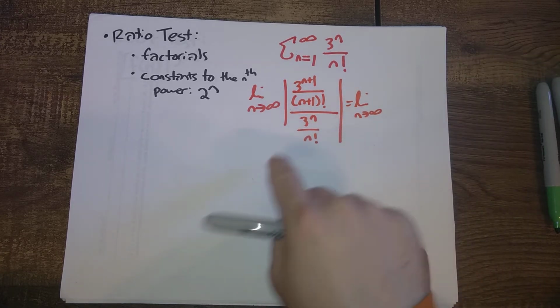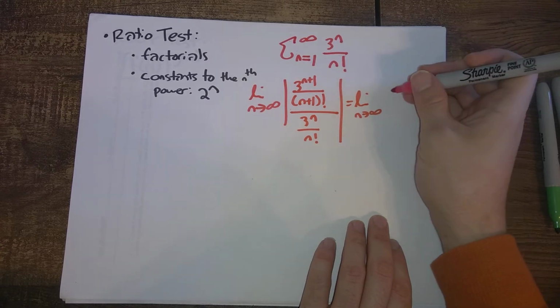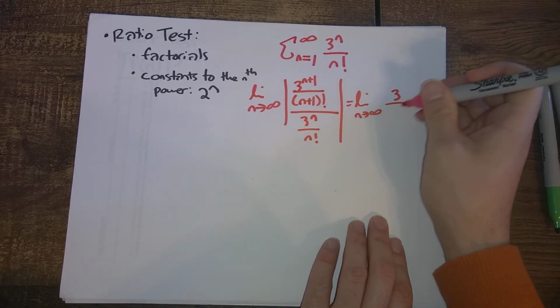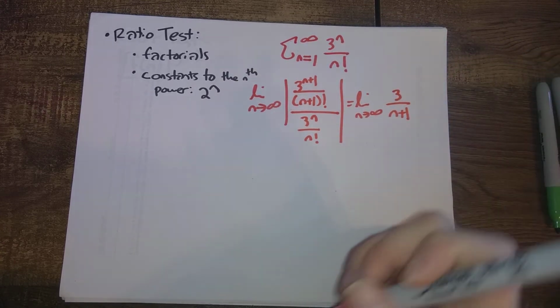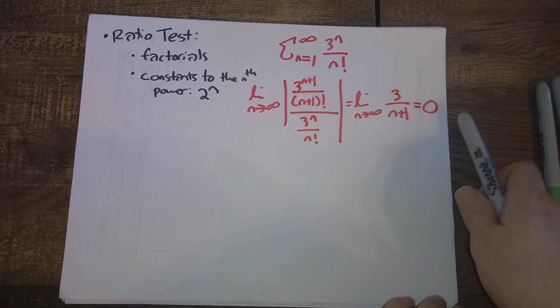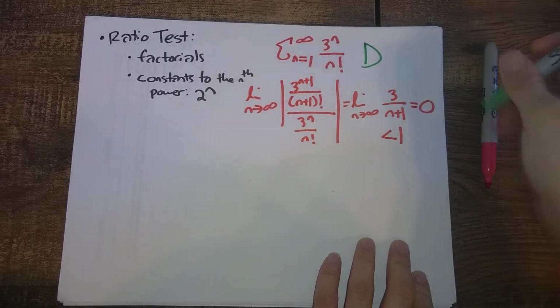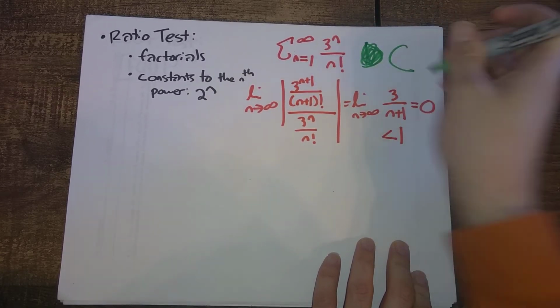Everything in sight is positive, so I'll drop the absolute value bars, and I'll simplify this down to 3 over n plus 1. If you don't see how to do that simplification, work it out yourself. And that limit is 0, which is less than 1. So the ratio test tells us, oops, not diverge, it converges.